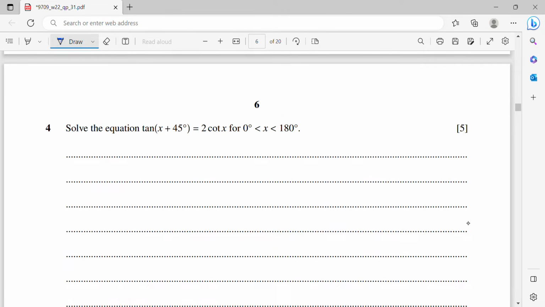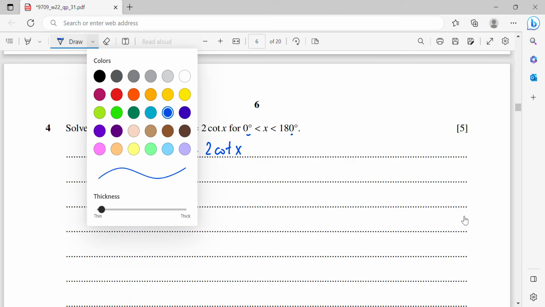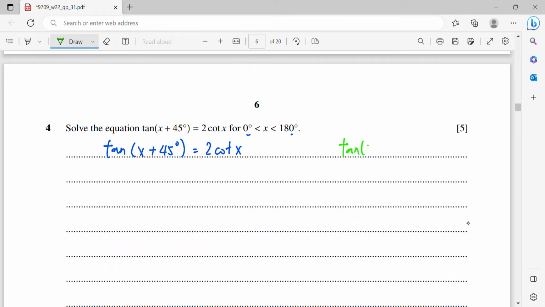Now, question 4. Solve the equation tangent x plus 45 degrees equals to 2 cot x, where the x is between 0 degrees and 180 degrees. So now, tangent x plus 45 degrees is 2 cotangent x. So now, use this tangent formula. Tangent A plus B is tangent A plus tangent B over 1 minus tangent A, tangent B. Okay, so now your A is x, B is 45 degrees.